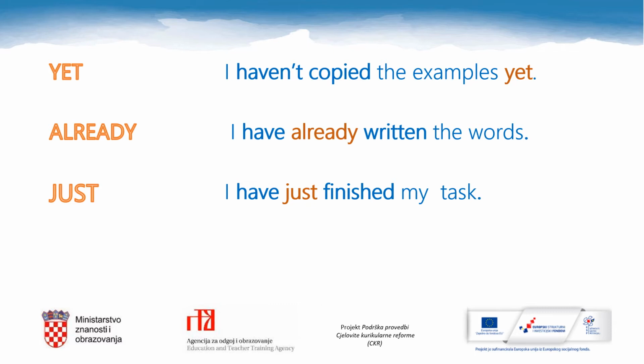Already and just keep a completely different position. They are in front of the main verb. I have, and then already or just, and then the main verb. I have already written the words. Već sam napisao riječi. I have just finished my task. Upravo sam završio moju zadaću, moj zadatak.